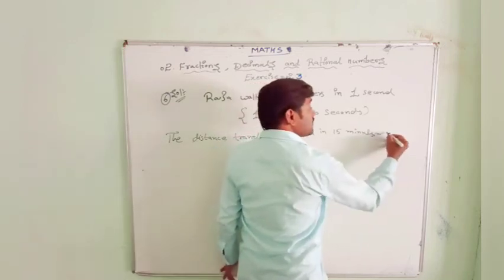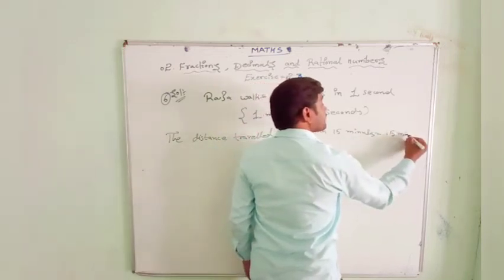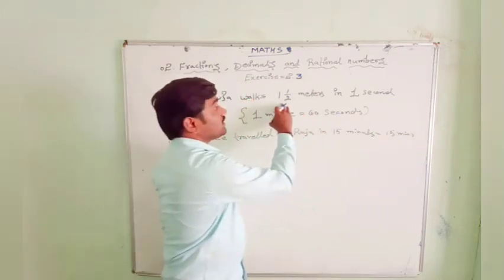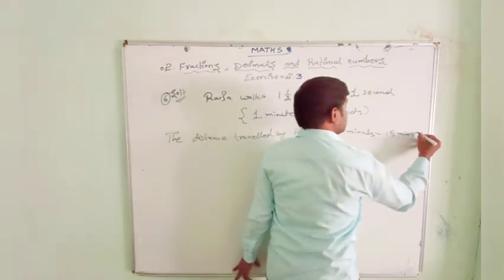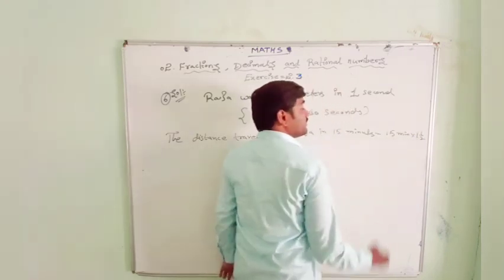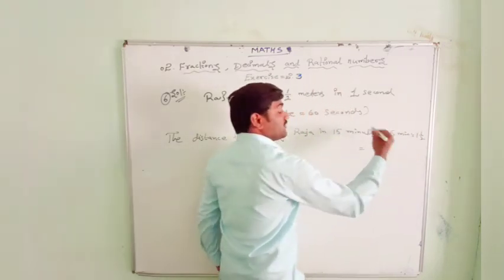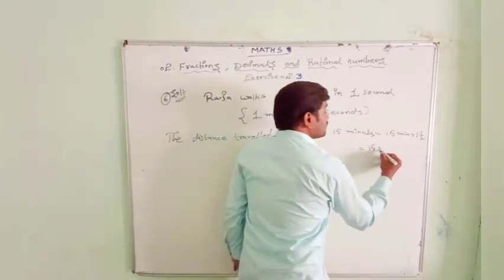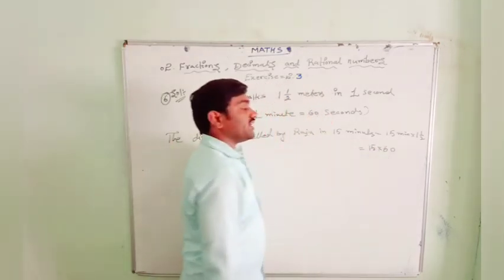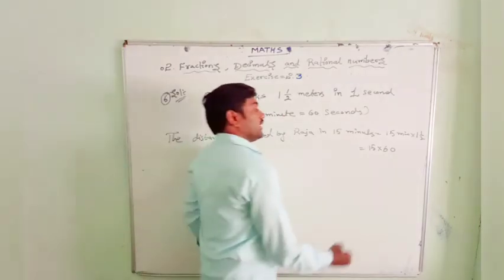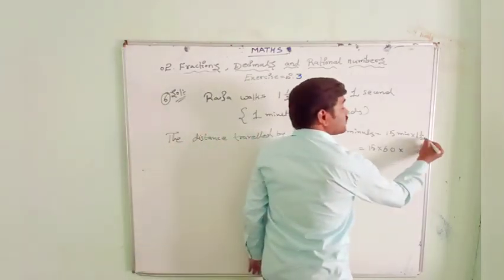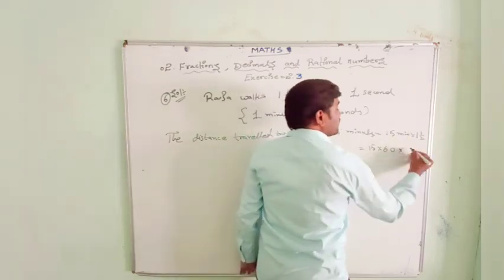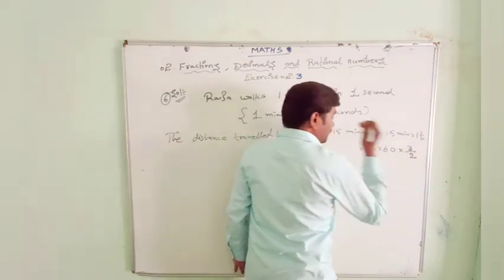15 minutes. In this sense, here 15 minutes, into every second there is 1 whole 1 by 2 meters. That means this 15 minutes will change into seconds. So every minute equals 60 seconds. So 15 minutes into 60 seconds into 1 whole 1 by 2, this we change into the improper fraction. 2 ones are 2 plus 1, 3 by 2.